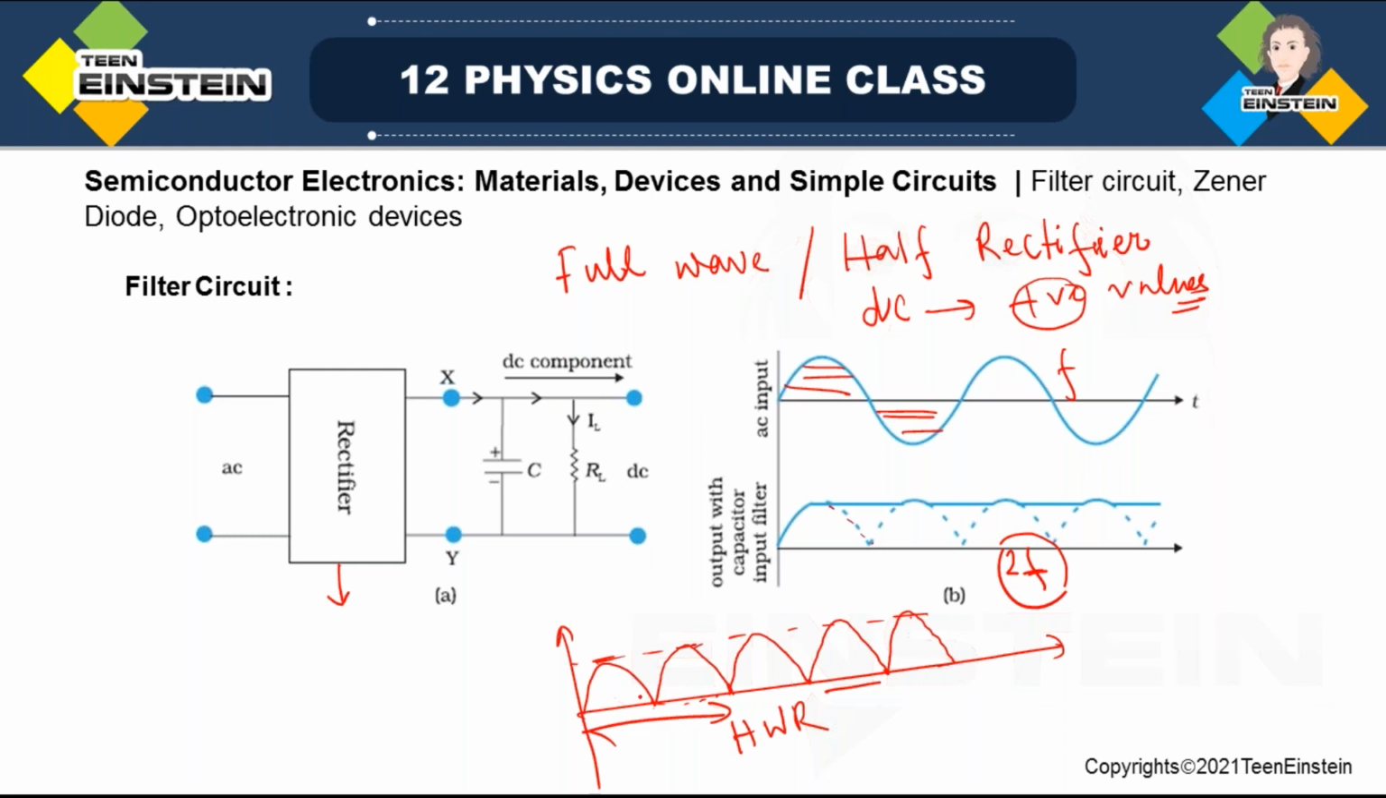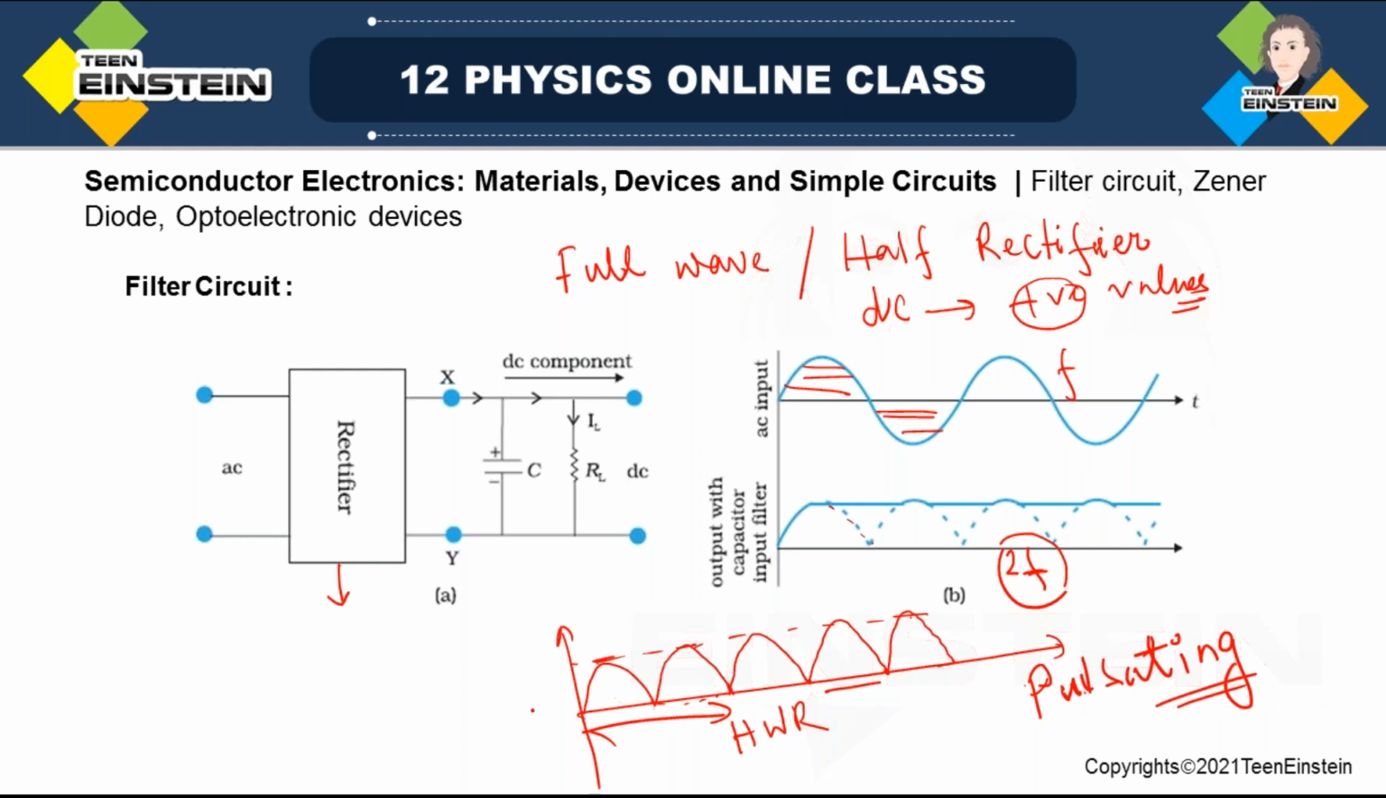But this kind of DC voltage we cannot use in our devices or practical applications. We cannot use this kind of pulsating voltage. This is called pulsating output voltage. P-U-L-S-A-T-I-N-G. Pulsating voltage.